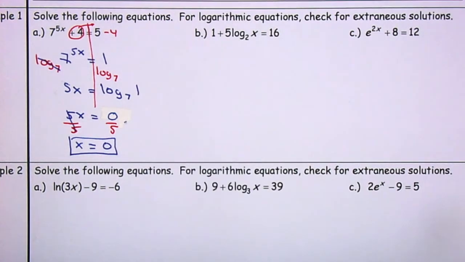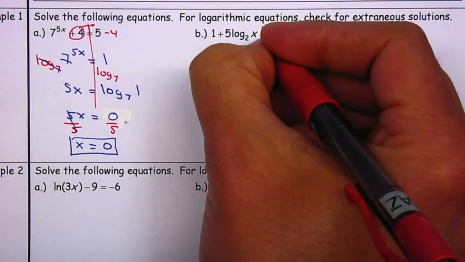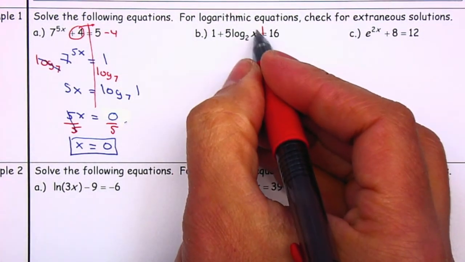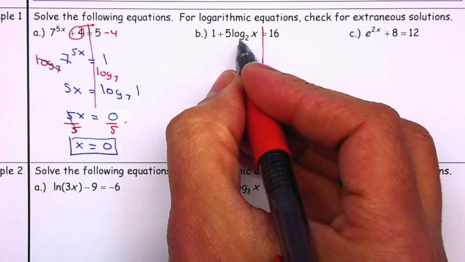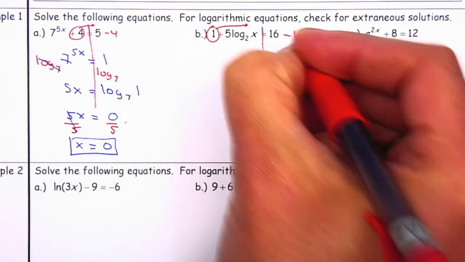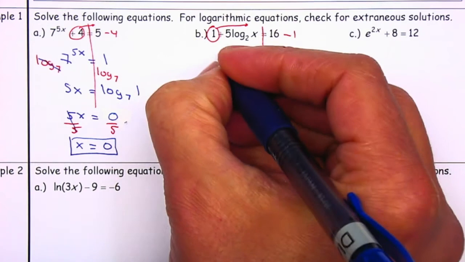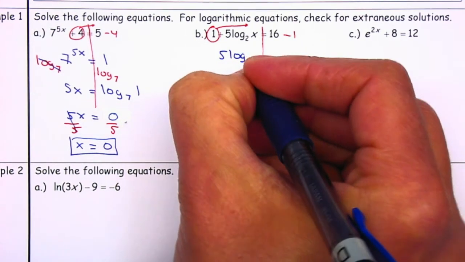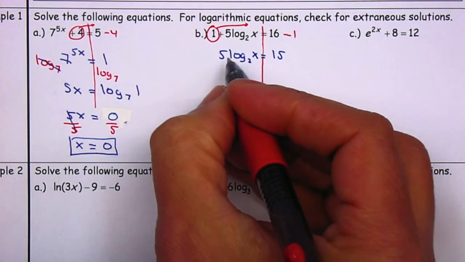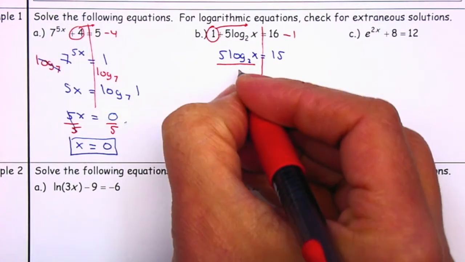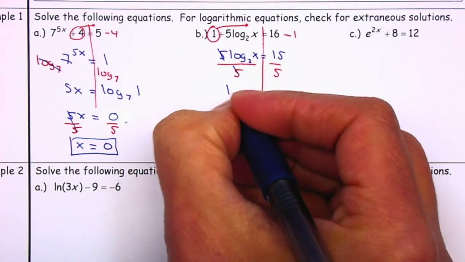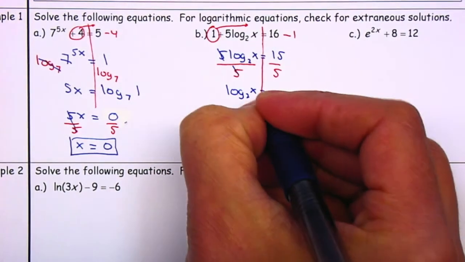Letter B. I'm going to draw the line. I need to leave that log base 2 of x by itself, so that way I can get rid of the log. First, I'm going to move my 1 to the right hand side, becomes a negative 1. 5 log base 2 of x is equal to 15. I want to get rid of that 5. It's multiplying, so I'm going to divide by 5 on both sides. That will cancel. The log base 2 of x is equal to 3.